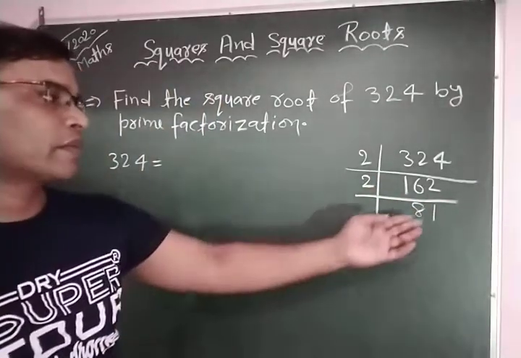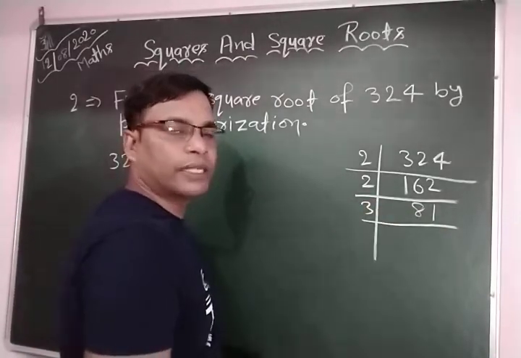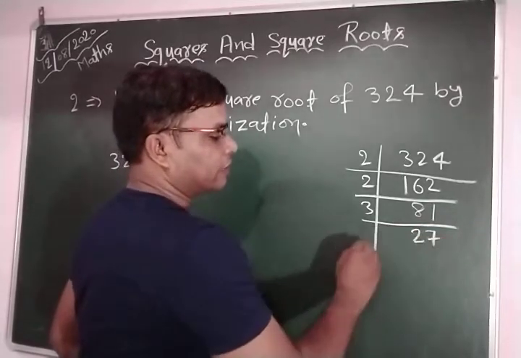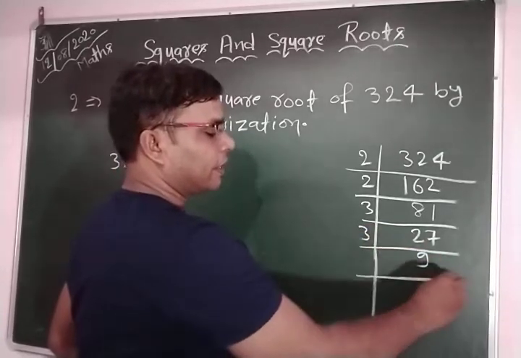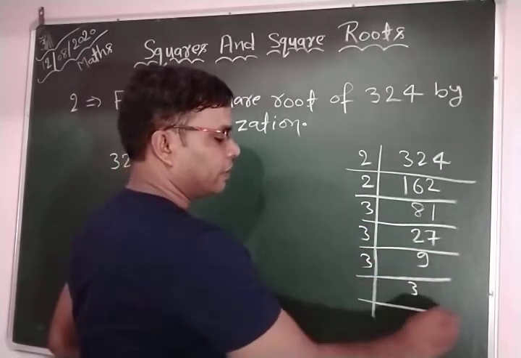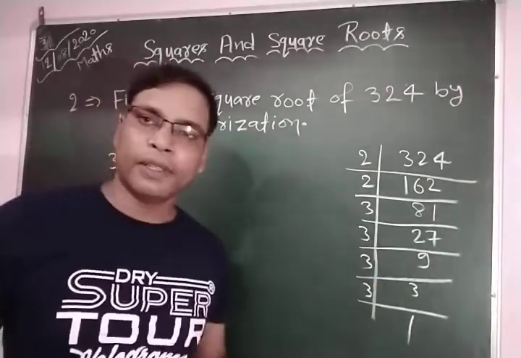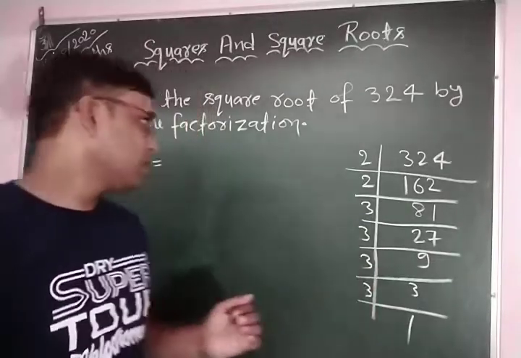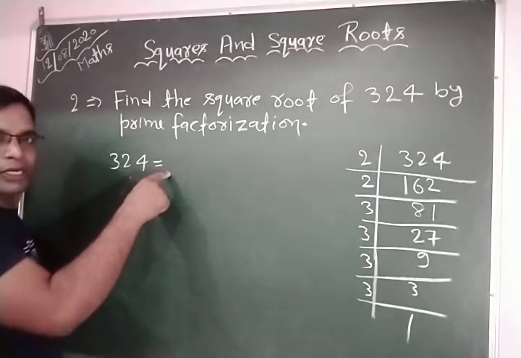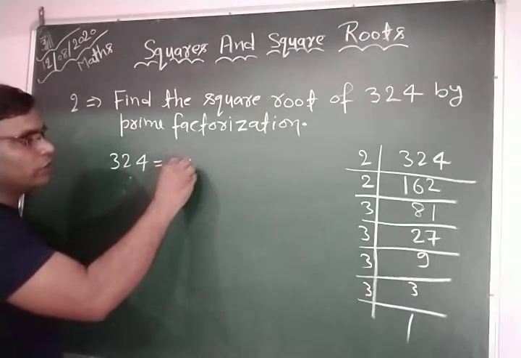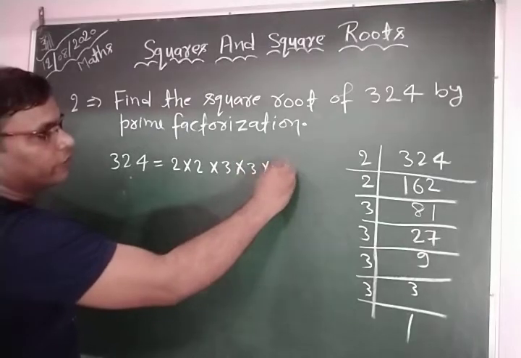Now this number is divisible by 3. If you divide 81 by 3, we obtain 27. Again this number is divisible by 3, we obtain 9. Again 9 is divisible by 3, we obtain 3, and 3 ones are 3. So you can see here 2, 2, 3, 3, 3, 3 are the prime factors. So we can express 324 as a product of prime factors: 2 into 2 into 3 into 3 into 3 into 3.